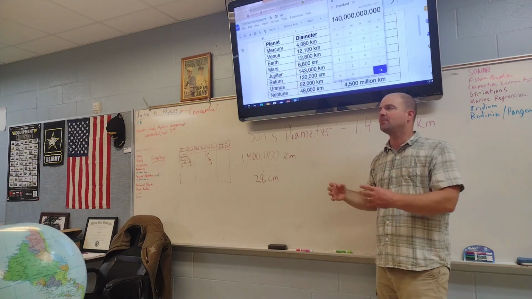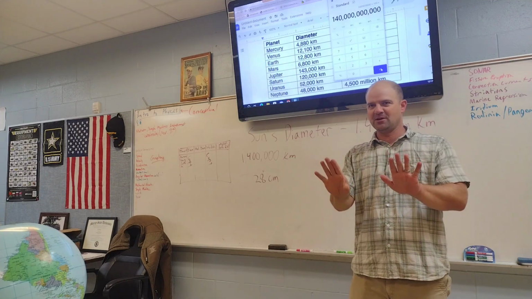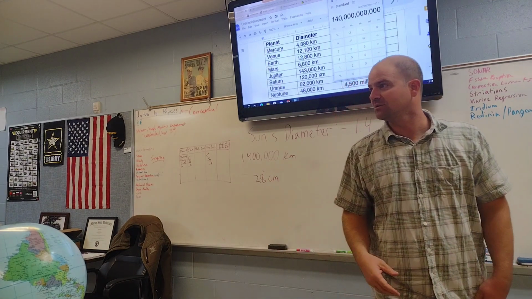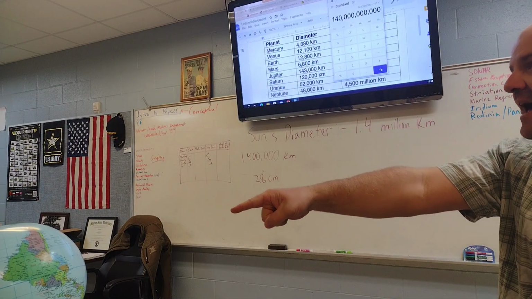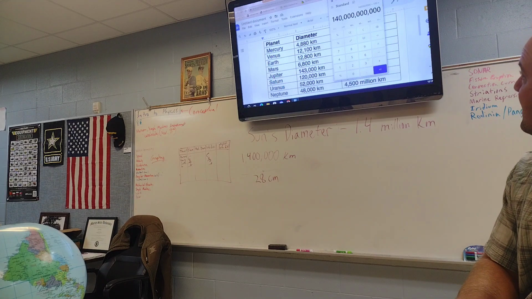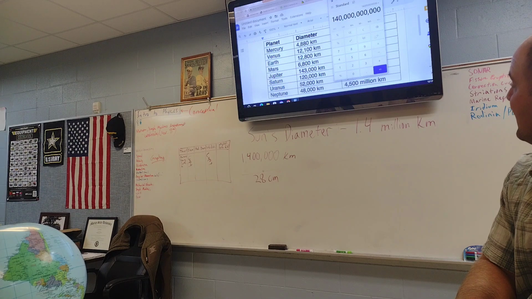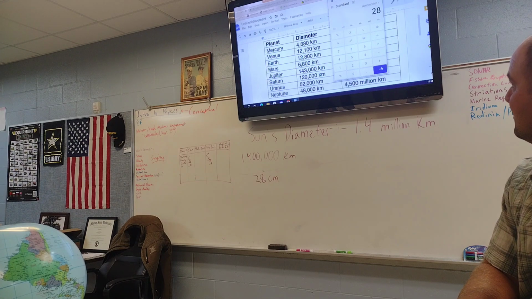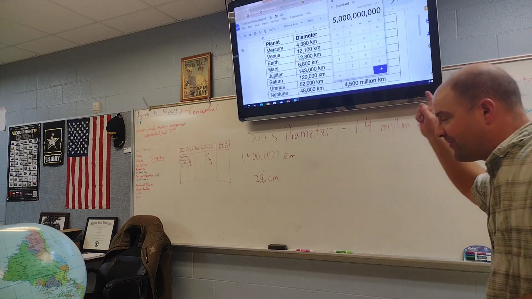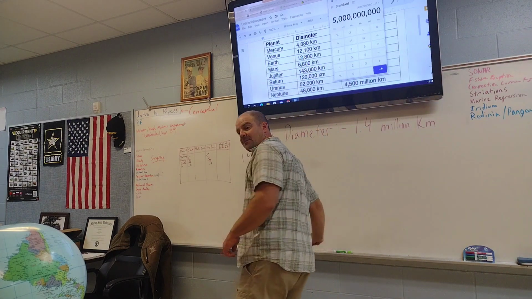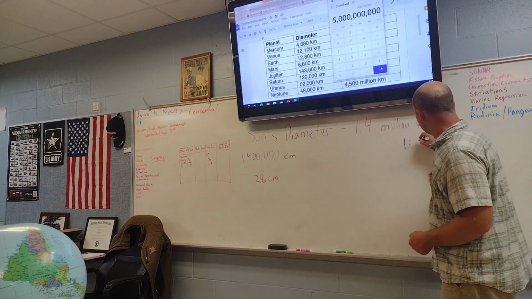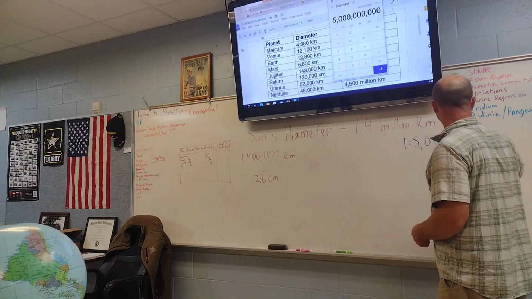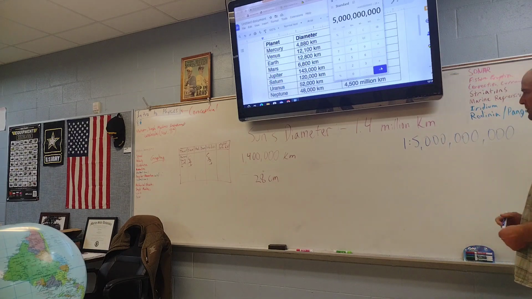What we're doing right now is establishing what the ratio is going to be. 1 to what is going to be our scale. Does that make sense? So whenever you're doing a scale model, you have to decide what that scale is going to be. I'm using that and the sun. So I take the actual diameter of the sun in centimeters now, and I divide it by 28 centimeters for my model size. And I get 5 billion. What that means is our scale model of the solar system is going to be 1 to 5 billion in scale.